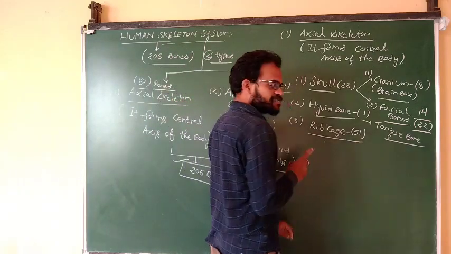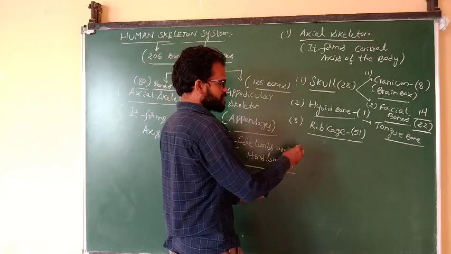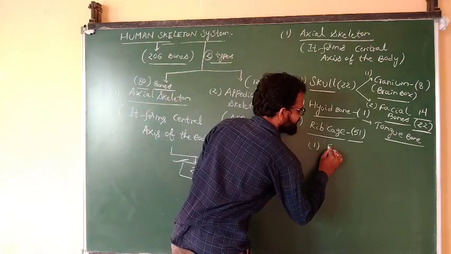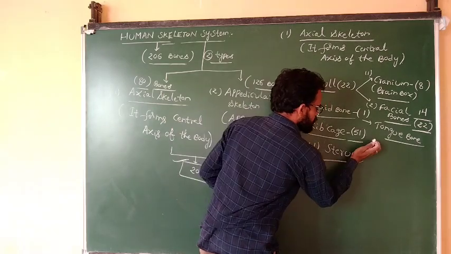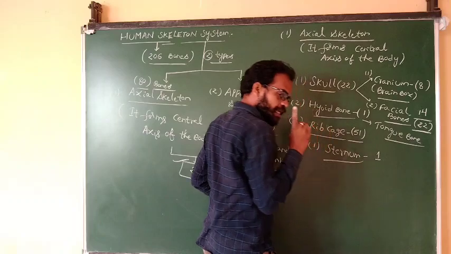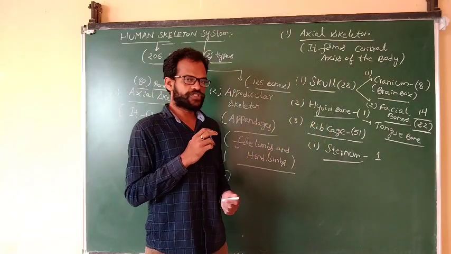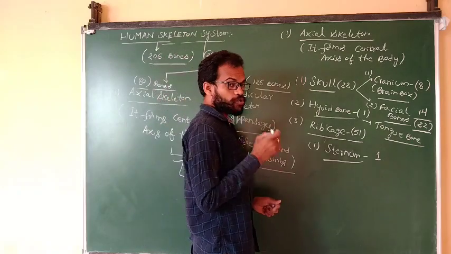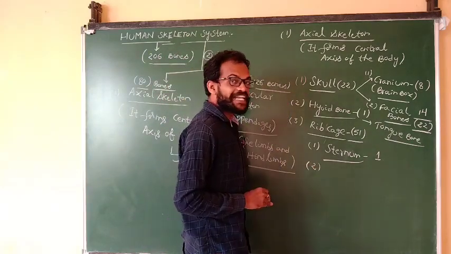Next one, rib cage. The rib cage consists of 51 bones. The first bone is the sternum. It is one bone. It is a flat bone, and also dagger shaped.